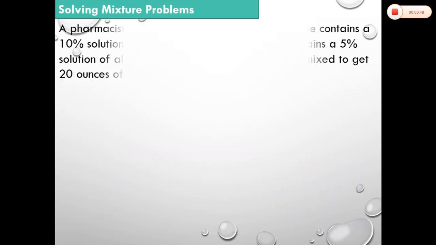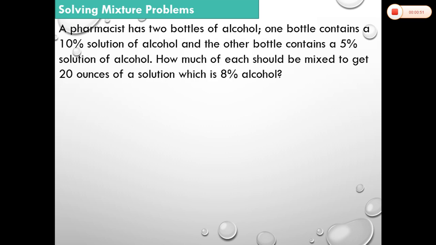For example, a pharmacist has two bottles of alcohol. One bottle contains a 10% solution of alcohol and the other bottle contains a 5% solution of alcohol. How much of each should be mixed to get 20 ounces of a solution, which is 8% alcohol?